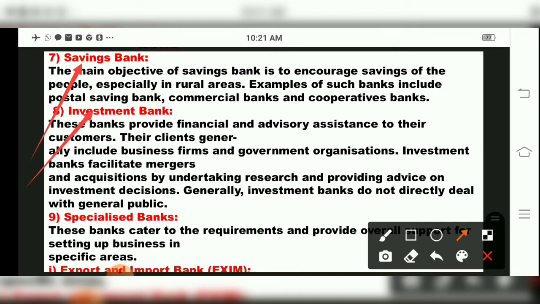See, what we are studying is the services of banks. In that we are studying the various types of banks which provide services to the public. So under that, the 7th bank has come, the savings bank, then we come to the 8th one, that is the investment bank.